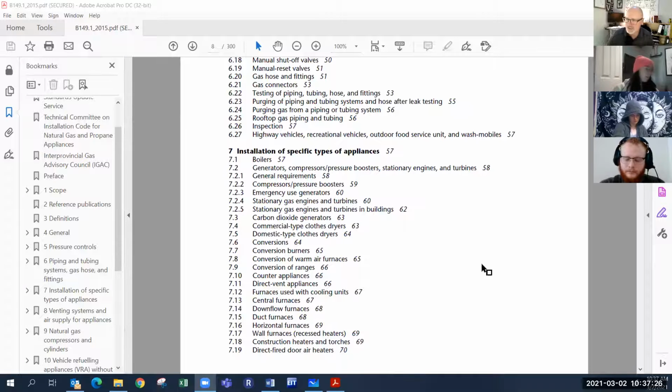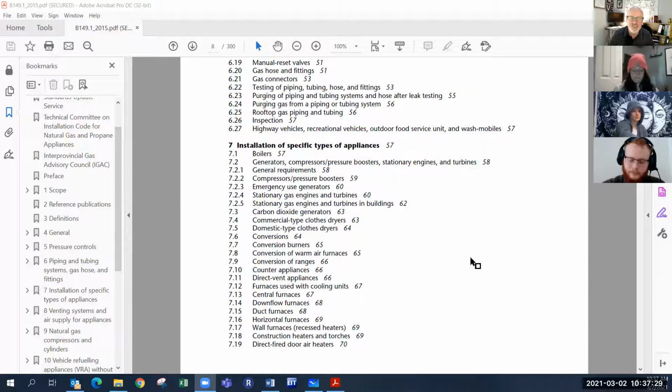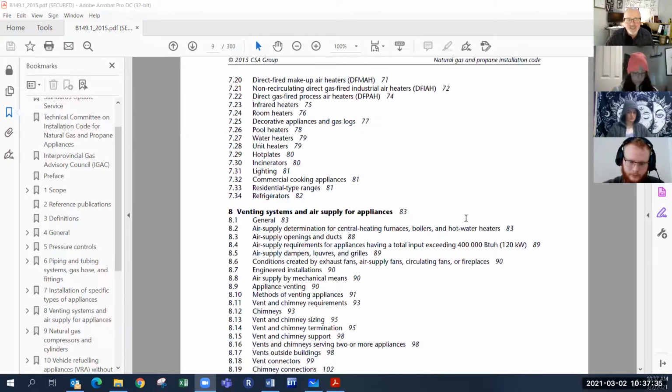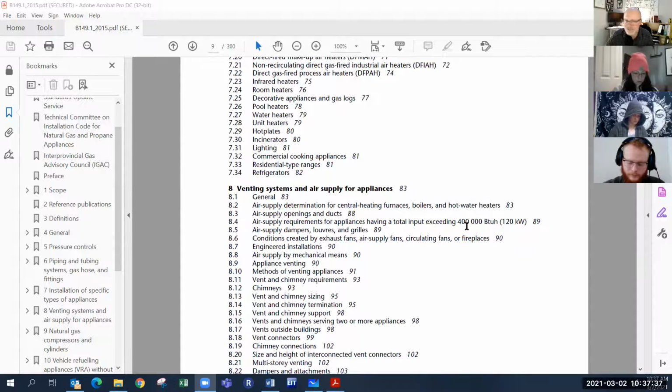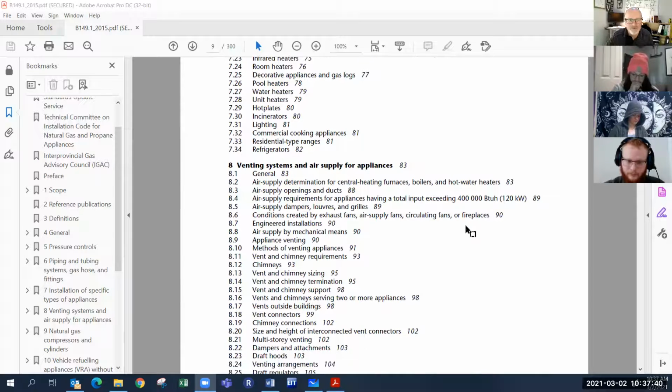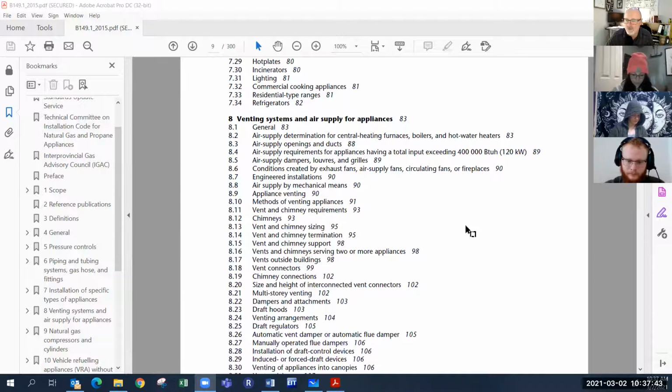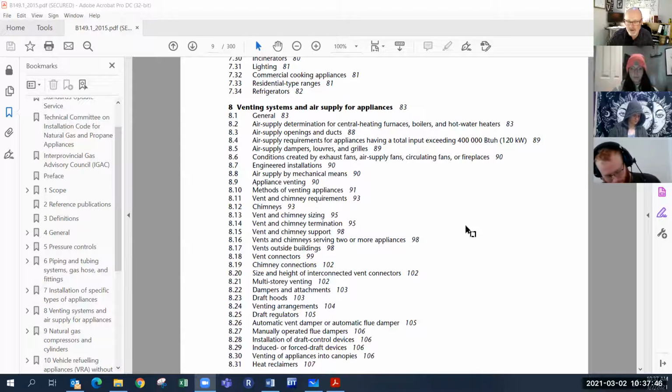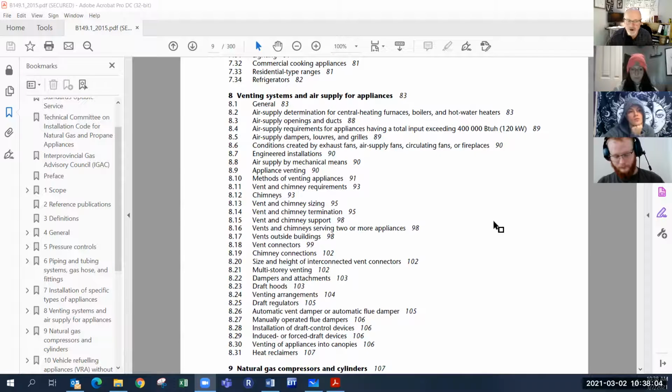All right. Section 7 is all about installation of specific types of appliances. Section 8, venting systems and air supply for appliances. And we're going to spend some time in this one for air supply and venting. We have to determine air supply for all of our appliances, openings, etc. And it goes on and on. There's a little bit to it. That's okay. But this is where we're going to find all of our answers for venting systems and air supply.